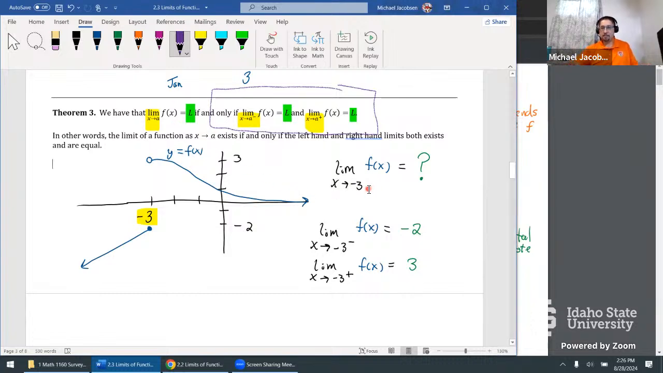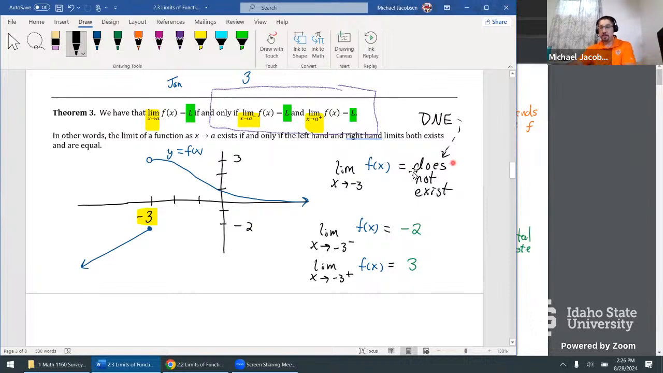So what's the limit as x approaches -3? Well, it depends, right? If you approach it from the left-hand side, we found -2. If you approach it from the right-hand side, we found +3. But because these two do not agree, we would say that this limit up here does not exist. So to put it, either write out "does not exist," or you could just say, as was said in the comments earlier, DNE is a great way to say it as well. So that's the content of this theorem.